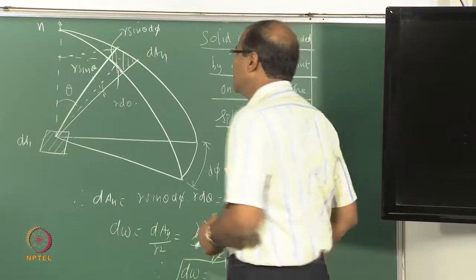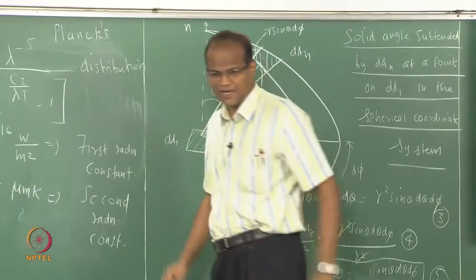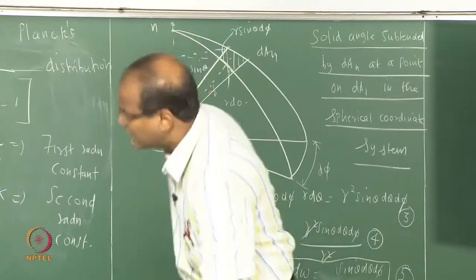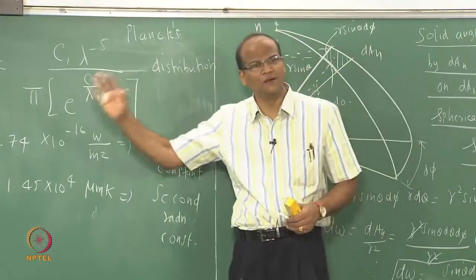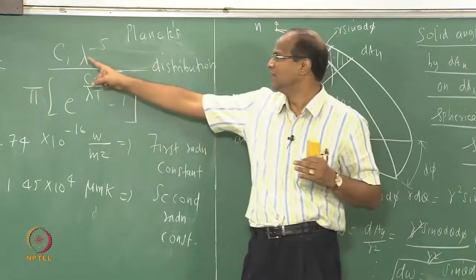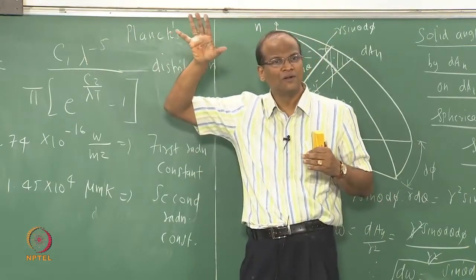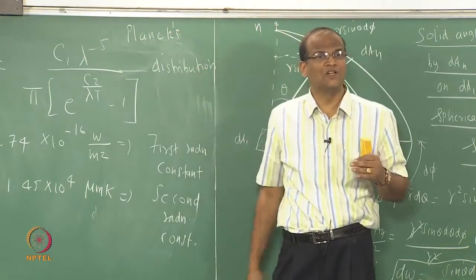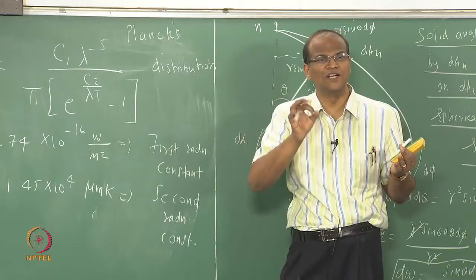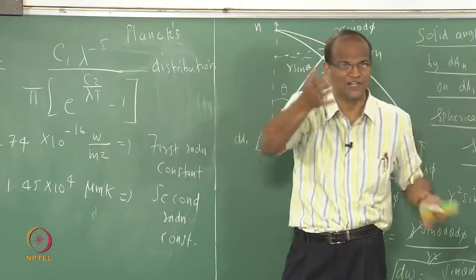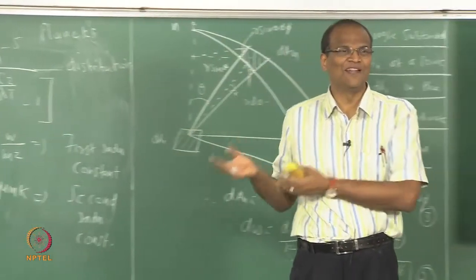But this is asymptotically correct, and it satisfies all mandatory requirements. What are the mandatory requirements? Lambda tending to 0, it has to tend to 0. If it tends to infinity, it will become a singularity. Then all physicists will concentrate on lambda tending to 0 and produce a lot of energy, right? Same thing with lambda tending to infinity.